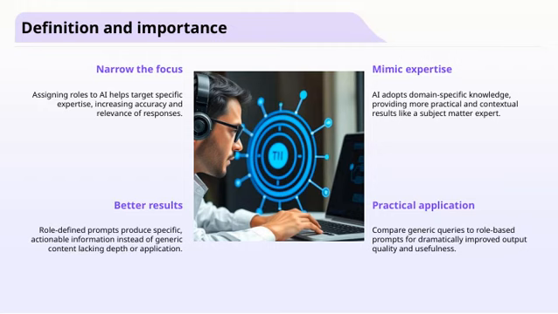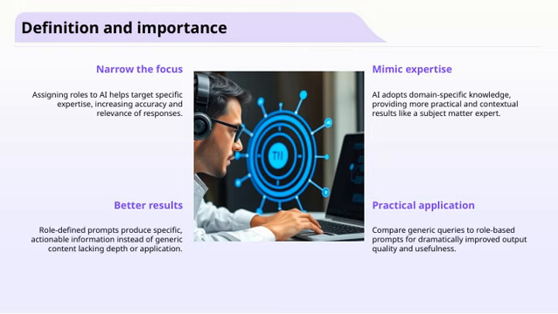Let's take a moment to understand why defining roles for AI is so crucial. When we narrow the focus, we can assign specific roles to AI, which helps target particular areas of expertise. This targeted approach significantly boosts the accuracy and relevance of the responses we get. Think of it like mimicking a domain expert. By adopting domain-specific knowledge, the AI can provide results that are more practical and contextual, just like consulting a real subject matter expert. This leads us to better results overall.